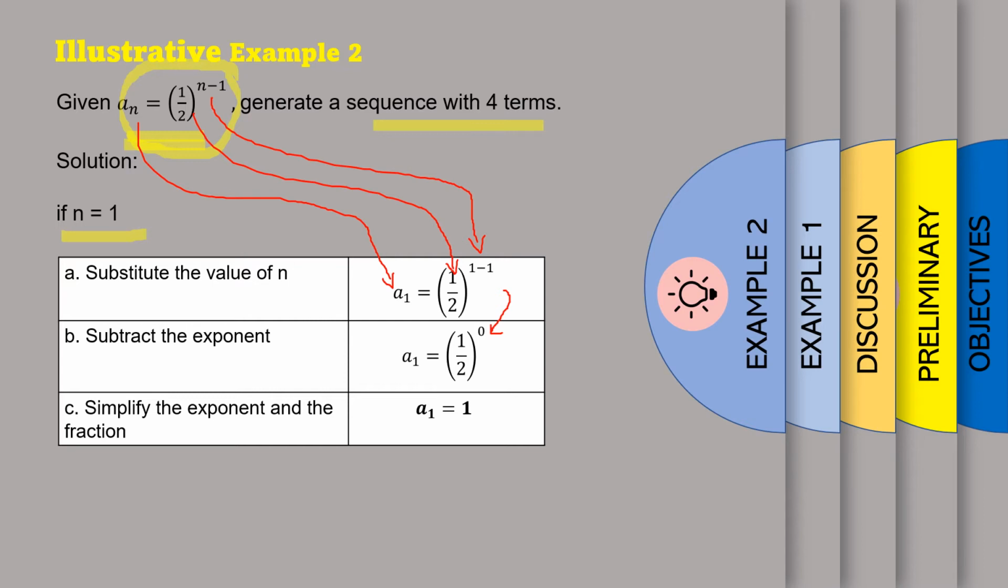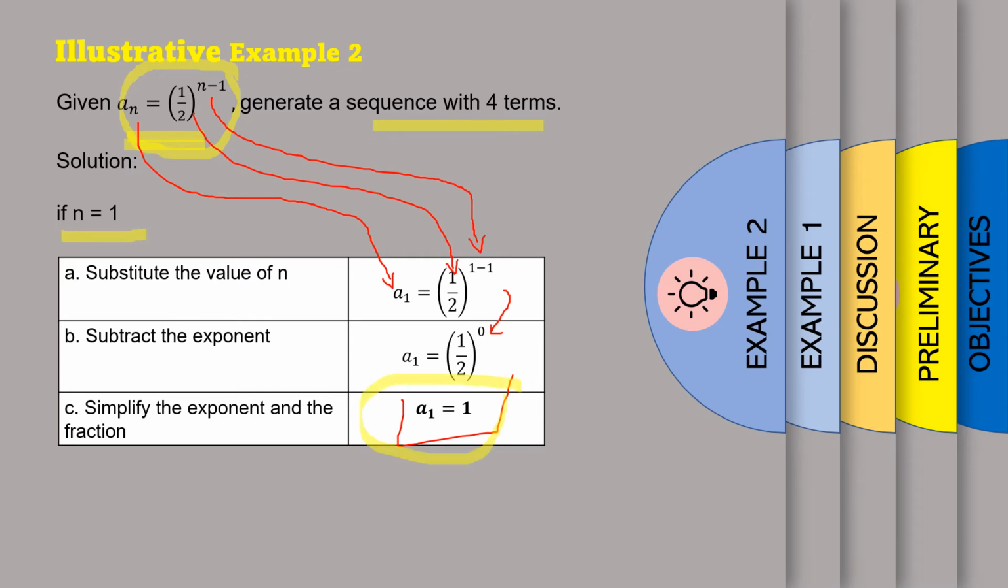And then you will have now an equation of a sub 1 is equal to the quantity of 1/2 raised to 0. And then, simplify the exponent and the fraction. So, final answer natin is 1. Ayan, pagtatanong, Sir, ano nangyari? Bakit yung 1/2 na ni-raise mo sa 0, ang sagot ay naging 1? So, paano ba naging 1 lang yung sagot dito?